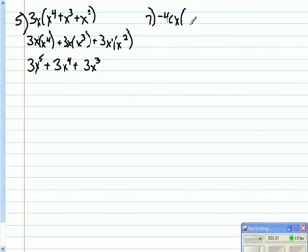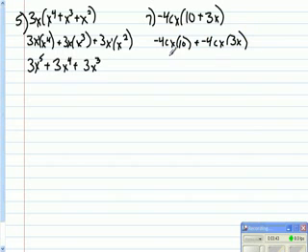Number 7. Negative 4cx times 10 plus 3x. Distribute negative 4cx times the 10 and negative 4cx times 3x. Put my coefficients together. Negative 4 times 10 is negative 40cx, because there's no other variables. Negative 4 times positive 3 is negative 12cx squared. If you don't want to put them in the right order, you don't have to. You could leave it that way. Or you could rewrite it with this one first because the power is higher. Either way.